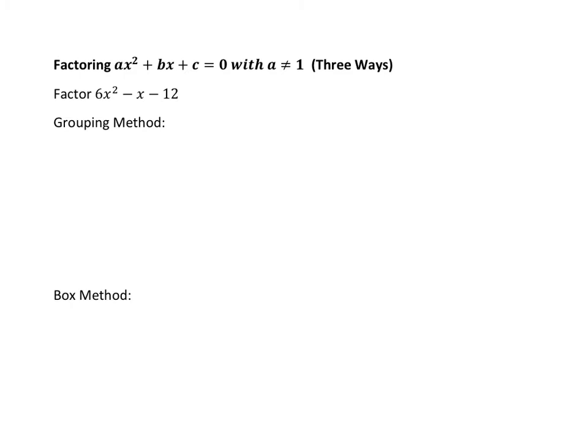Okay, factoring when the leading coefficient is not 1. This is a little bit more complicated. We're going to start with the grouping method. You're going to start by multiplying your leading coefficient by your constant. That's going to give me negative 72. And now we need to find a way of rewriting the middle term, which is negative 1, as factors of negative 72. So same thing, how can I get negative 72? What can I multiply that's going to add up to negative 1?